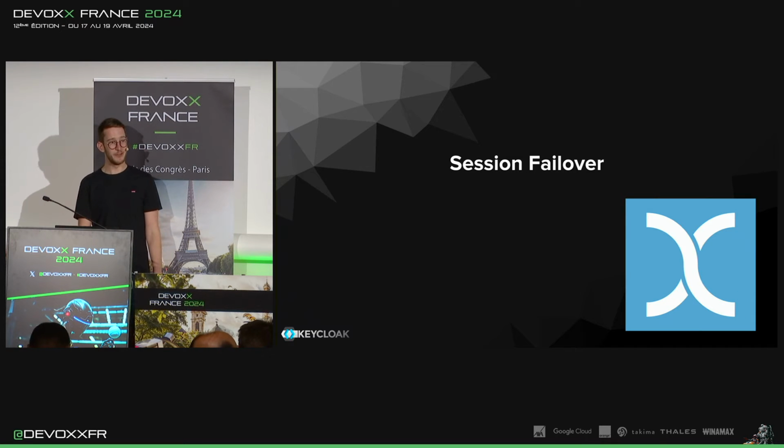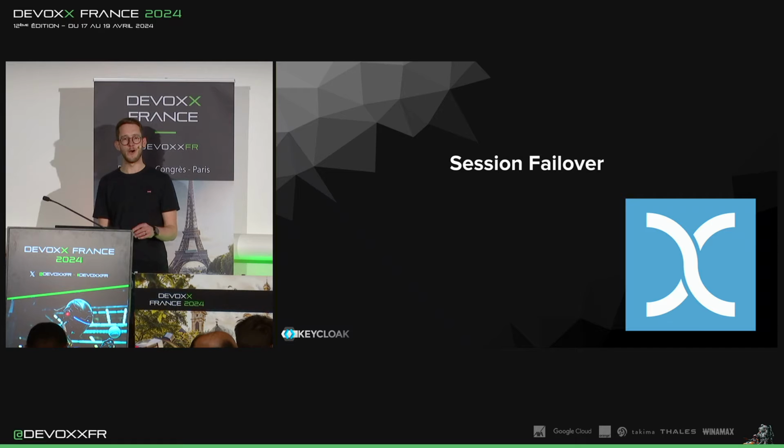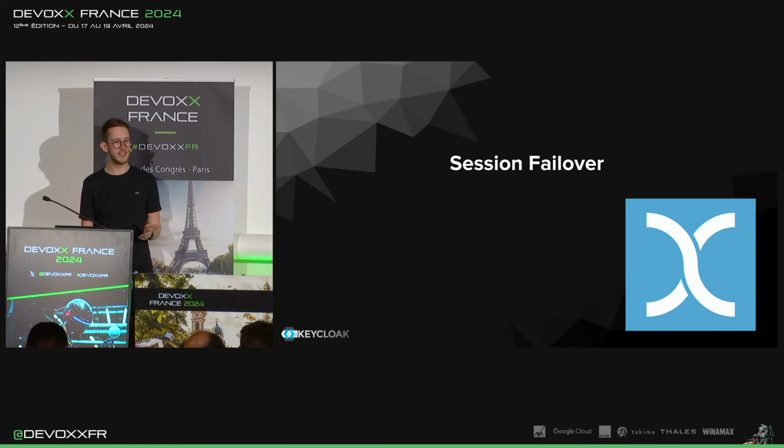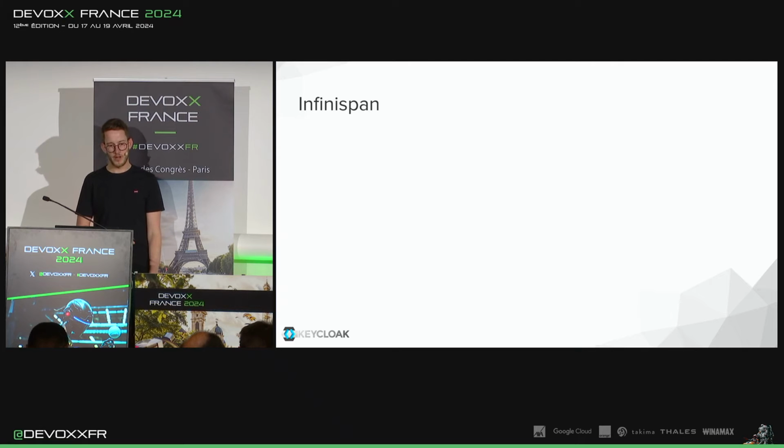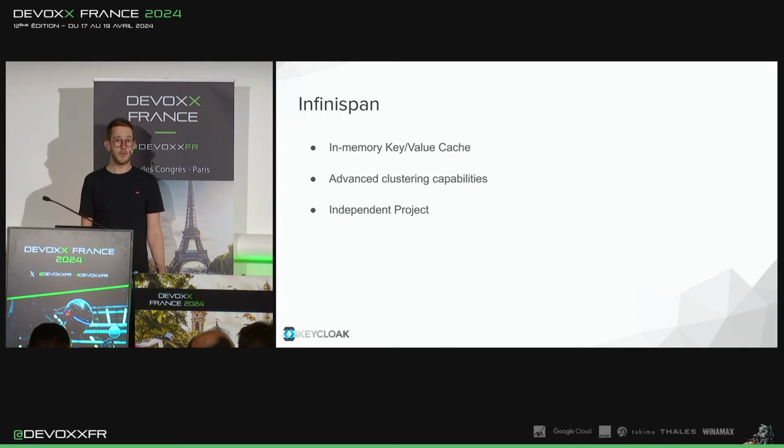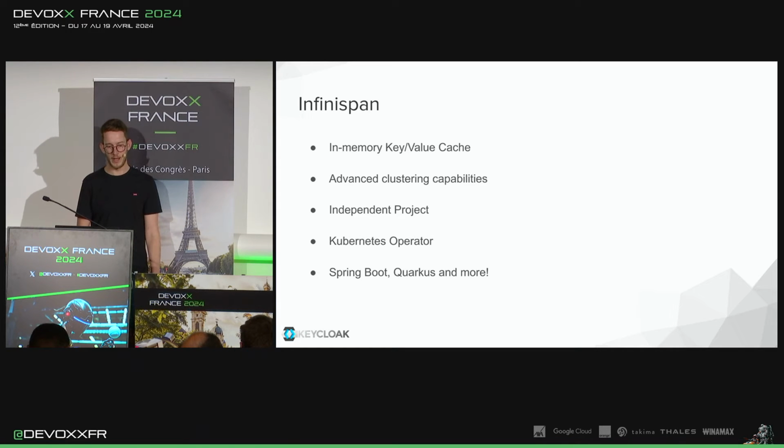So again, we're using Infinispan, and up until now I've just said Infinispan and hoped you know what it is, but I'll briefly touch on what Infinispan actually is. Infinispan is an in-memory key value cache. It has very advanced clustering capabilities. It is an independent project. Keycloak leverages it a lot, but you can use it with your own applications as well. It has a very mature Kubernetes operator for deploying itself, as well as integrations with Spring Boot, Quarkus, and other third-party frameworks.